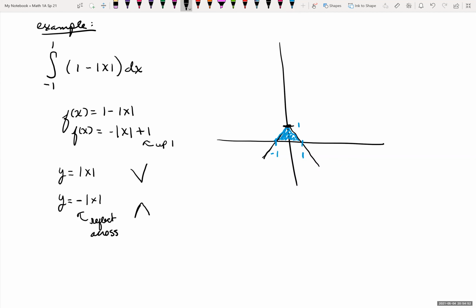So an area of a triangle is 1/2 times base times height. So the area for us here is 1/2 our base. That length from -1 to 1 is 1 plus 1, or 2. And our height is 1. So this area is just 1.